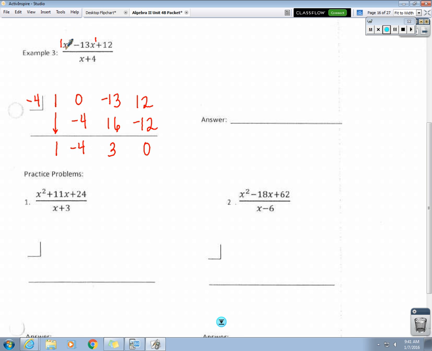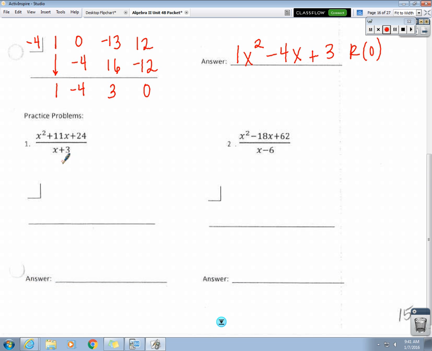Now, since it started x cubed, your answer is going to start x squared. It starts out with a 1, and remember, you really don't have to write that 1, but I'm just showing you that these numbers come over here. Next we have the -4, and it would go on the x to the first term. And then +3 with a remainder of 0. Okay, any questions so far? Okay, let's try another one.